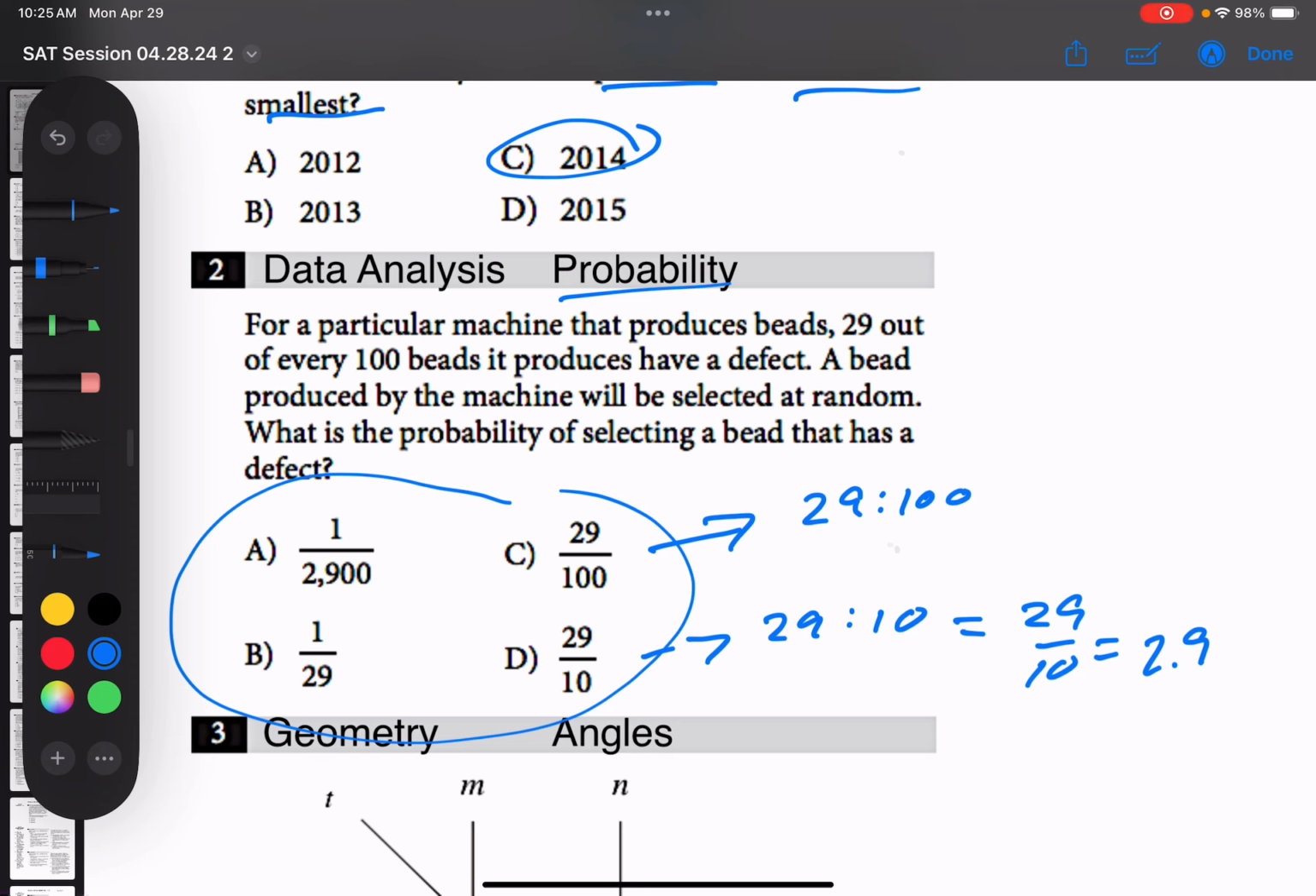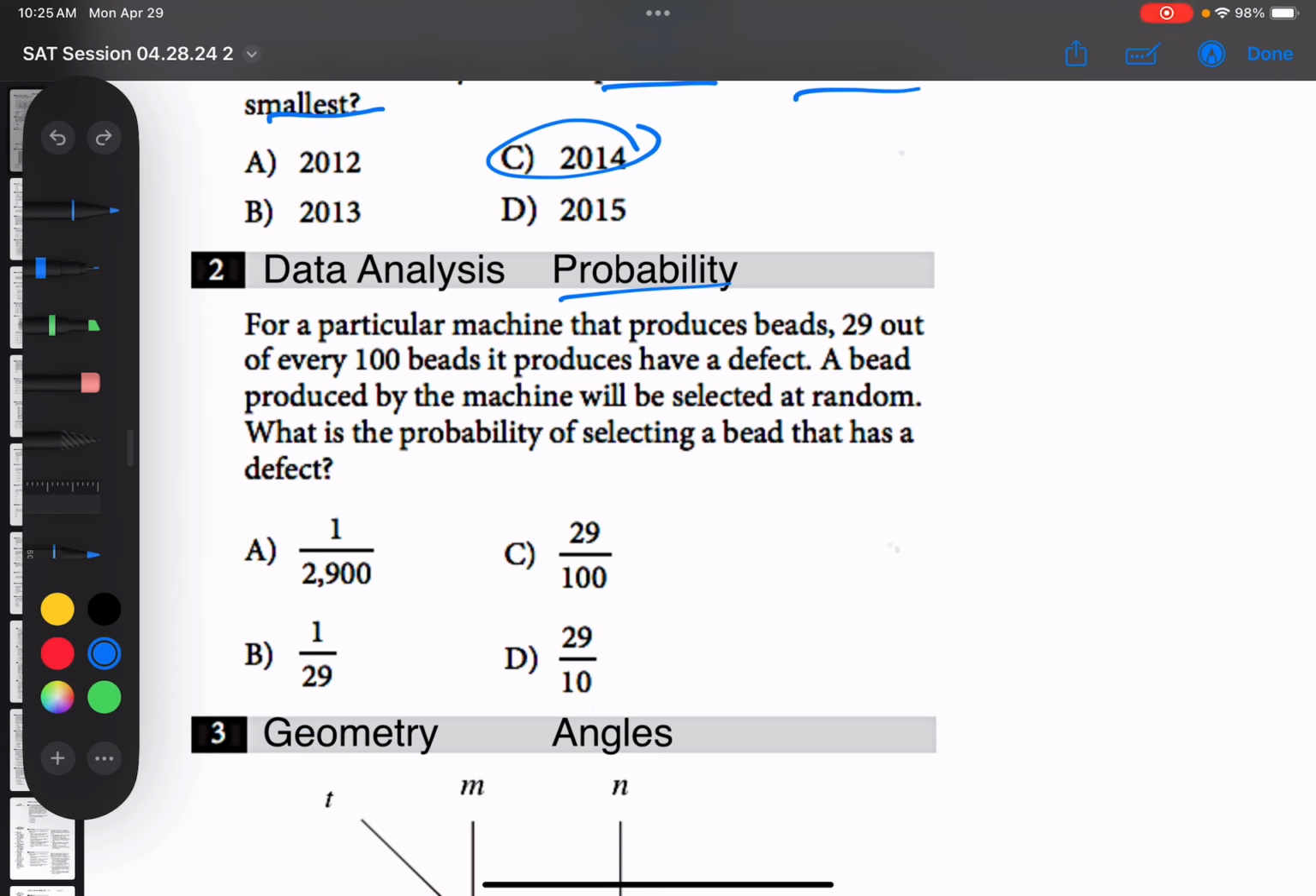For a particular machine that produces beads, 29 out of every 100 beads it produces has a defect. A bead produced by the machine will be selected at random. What is the probability of selecting a bead that has a defect? They told us it's 29 out of 100. That's 29 over 100. Pretty easy enough. But again, just be very careful with the wording.